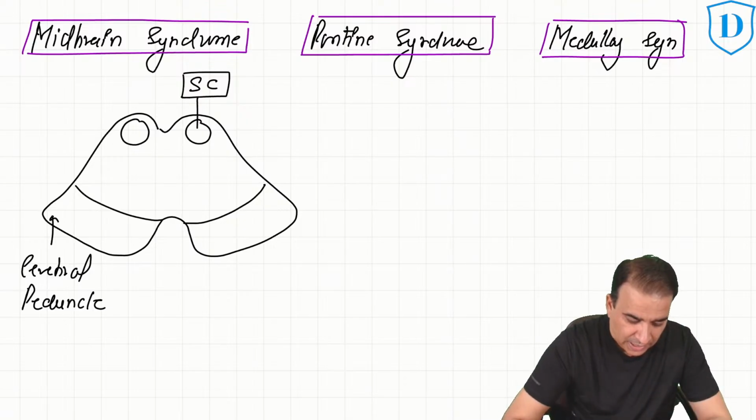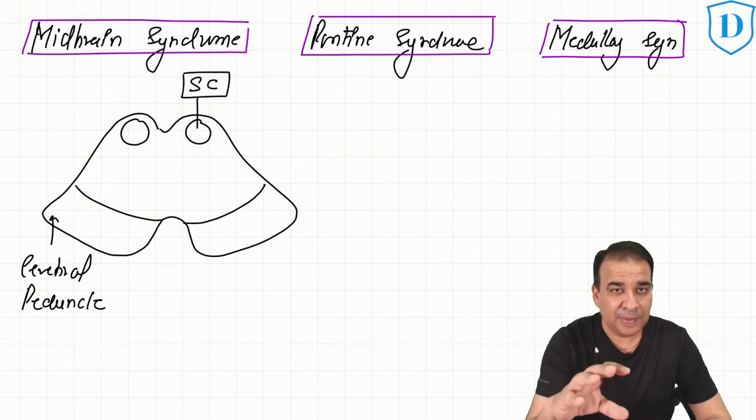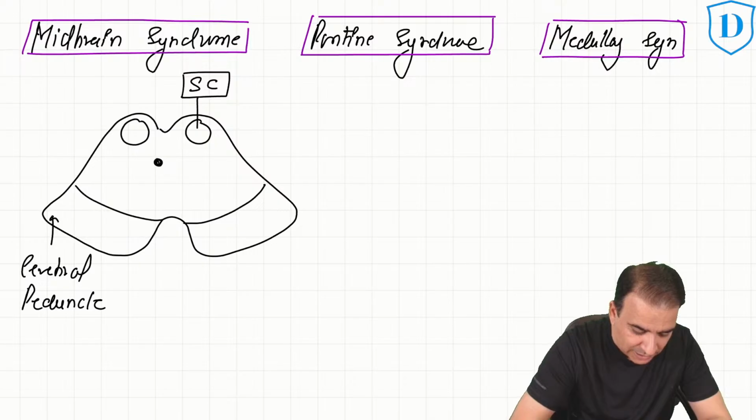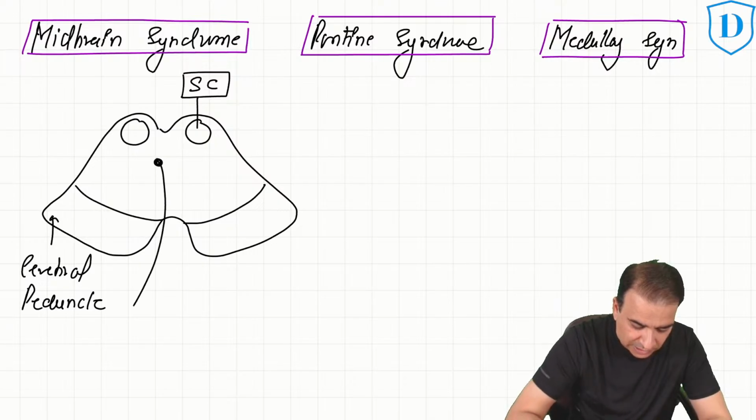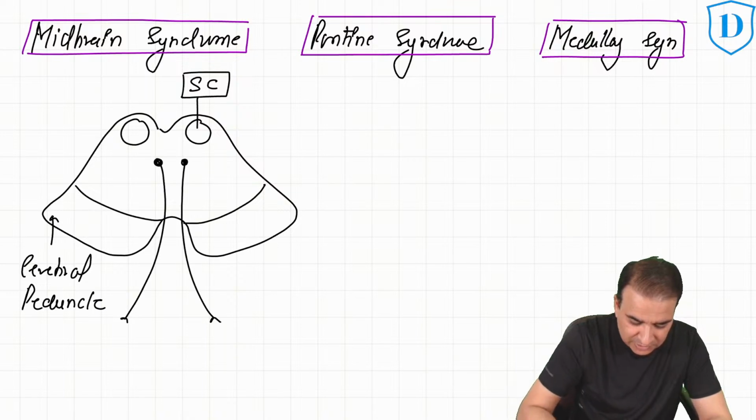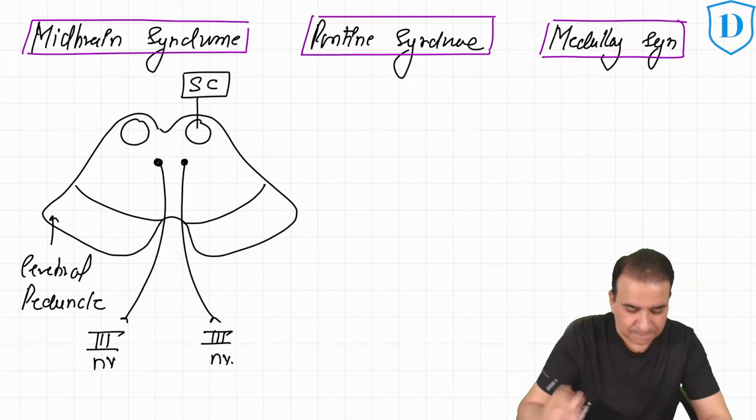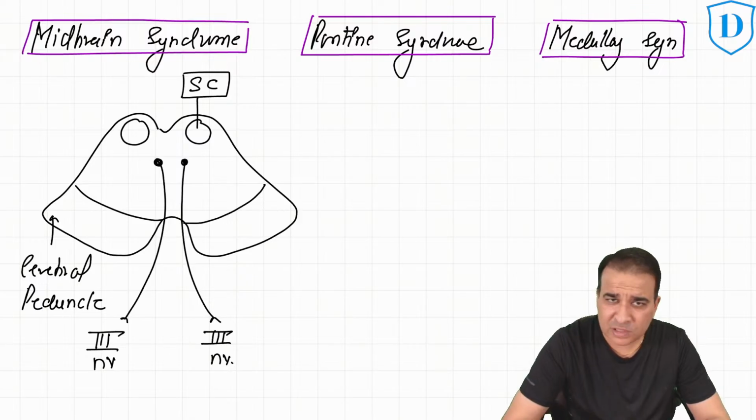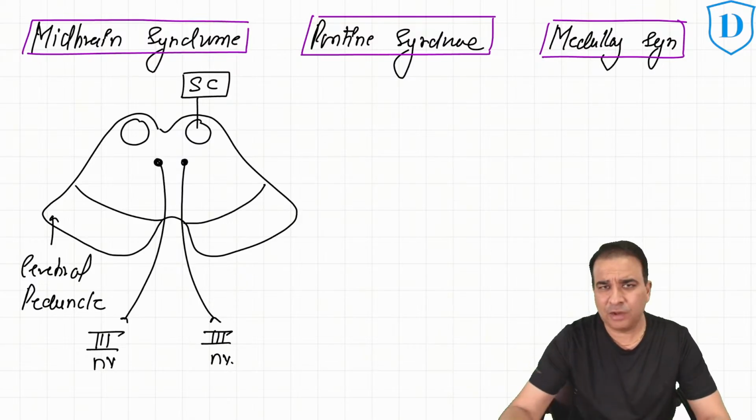Because a section is taken from the midbrain at the level of the superior colliculus, what do you expect to see here? The third nerve, the oculomotor nerve, will be seen coming out from this area. Yes, Ranjan, there are many syndromes: Weber's, Benedikt's, Claude's, Parinaud's syndrome, pinpoint pupils. There are a lot of syndromes there.